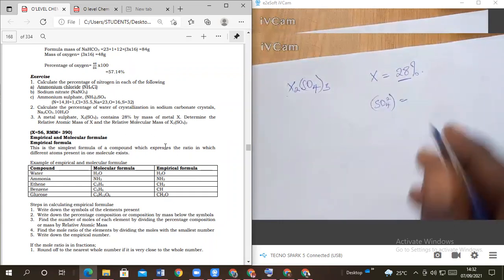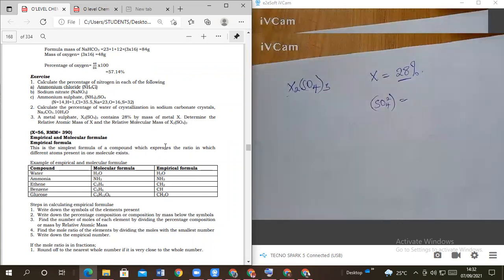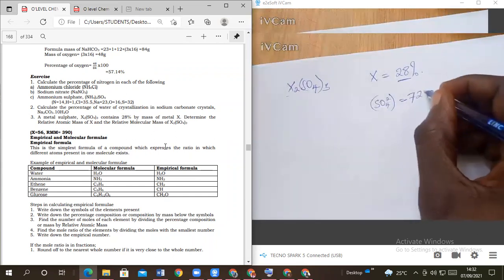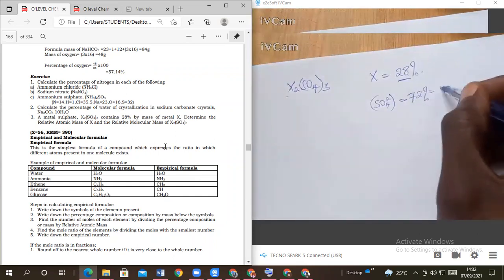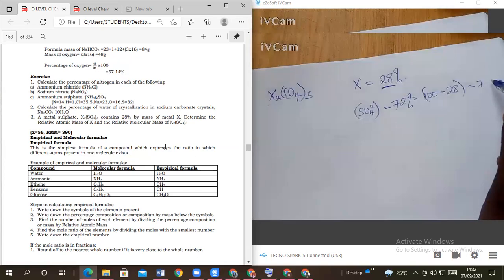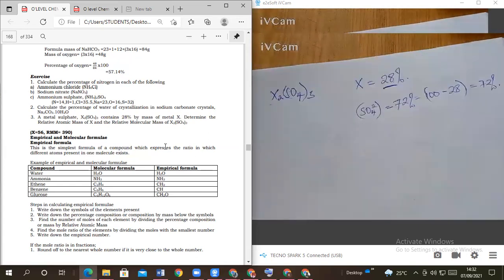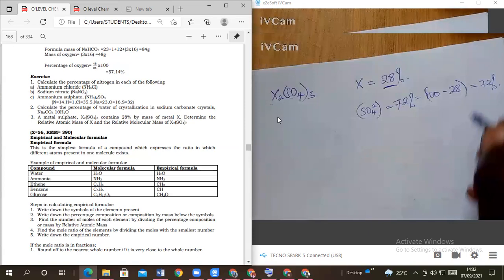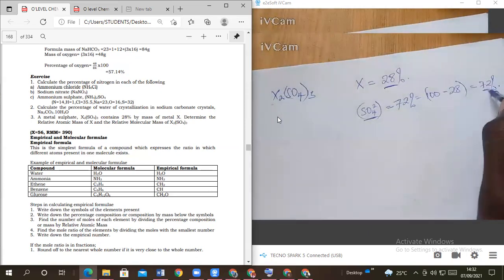Percentage of the sulfate is what? Not given. Yes, but you can determine. It is 72%. Total percentage is 100. If the metal has taken 28, the remaining percentage is for the sulfate, which is 72%. Have you known how to get it? Yes. Okay. So here, this is 72. A sulfate alone is 72%.